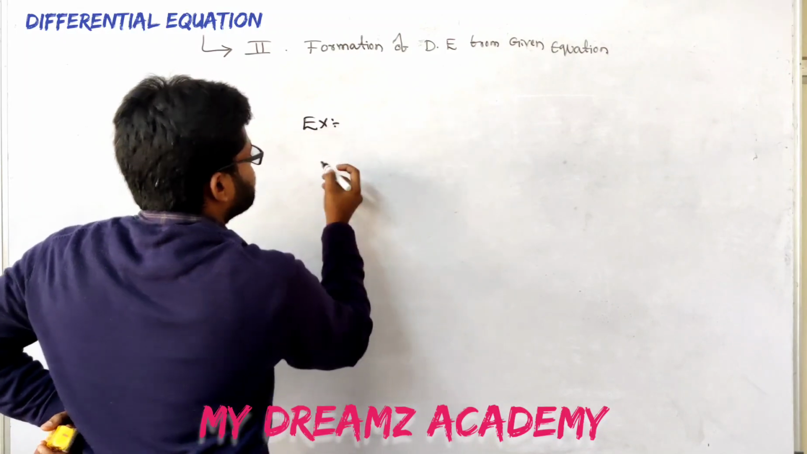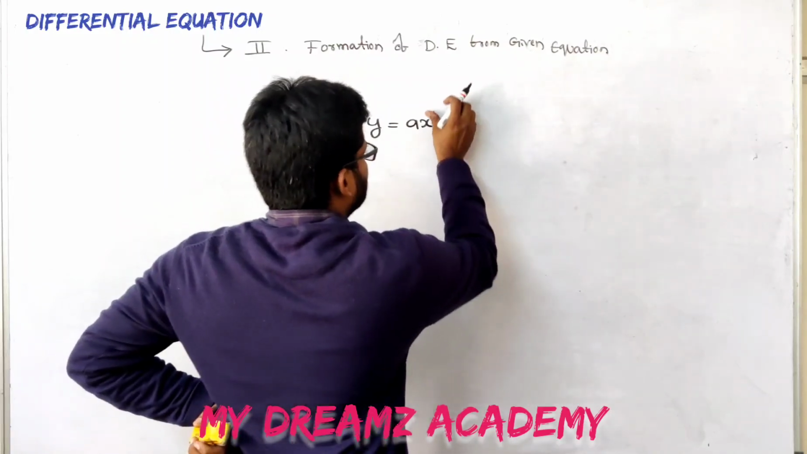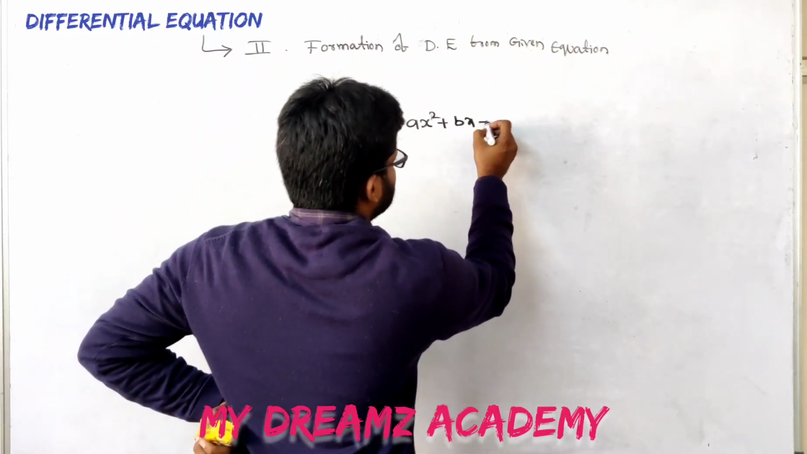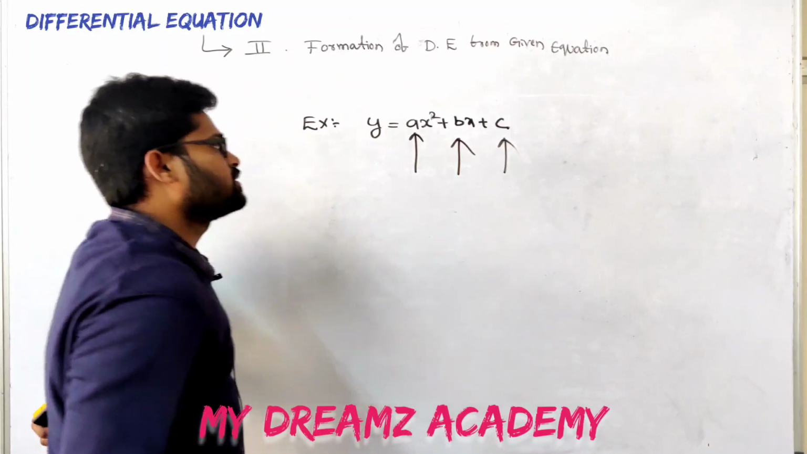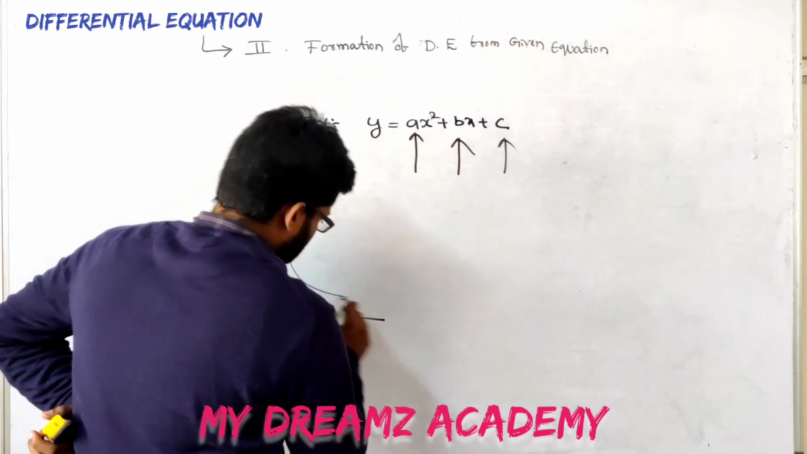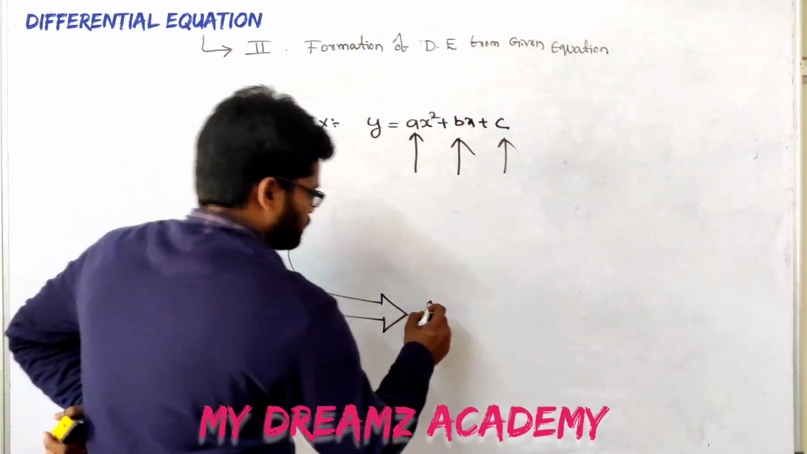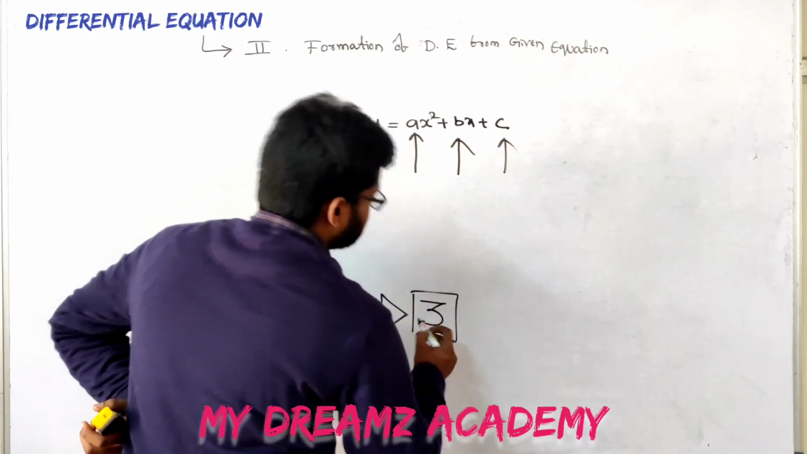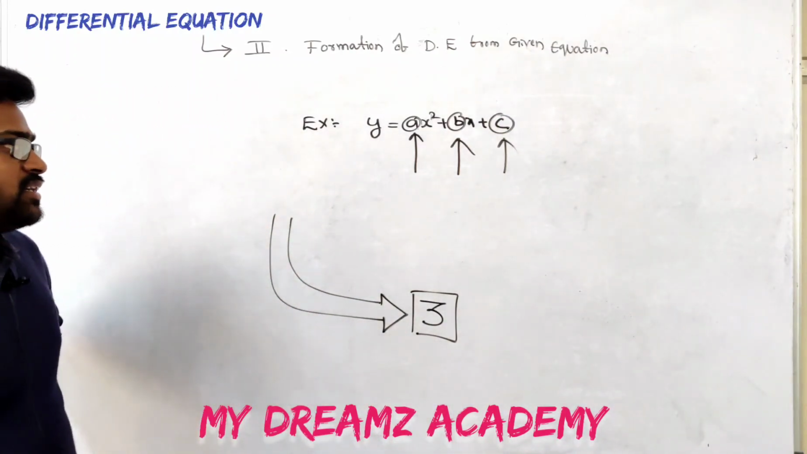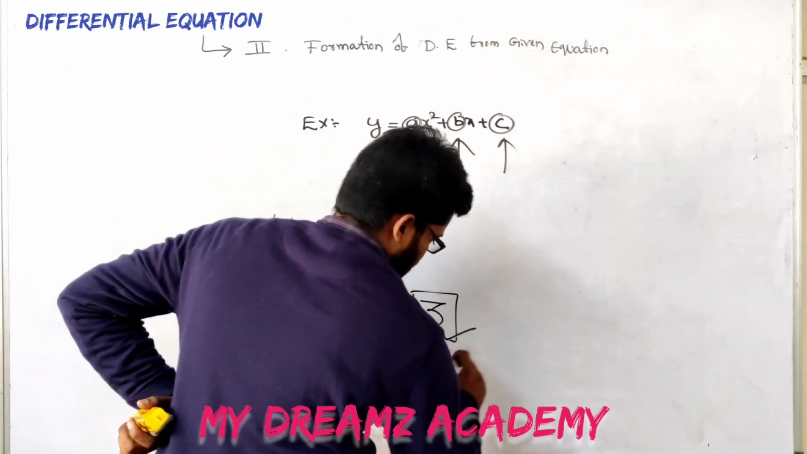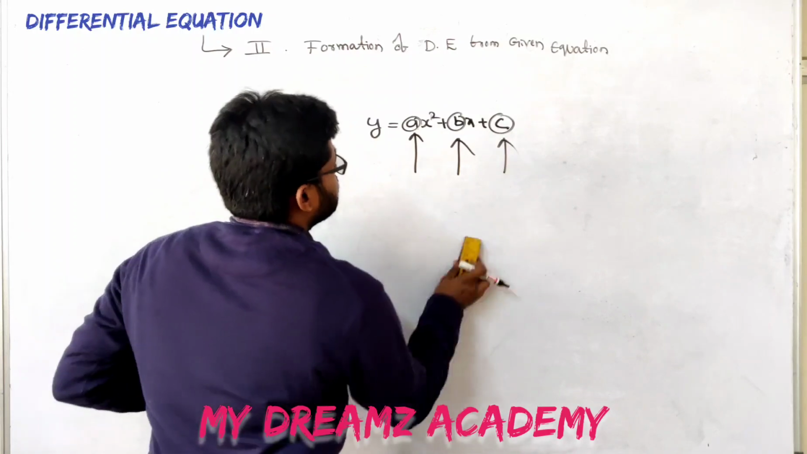Let us consider one more example. y is equal to ax square plus bx plus c. How many arbitrary constants does it contain? 3 arbitrary constants. So what is the order of the solution for this? The order will be 3. Why 3? It depends on the number of arbitrary constants it contains. It contains 3 arbitrary constants, so the order of the solution is 3. Like that we can do n number of problems.